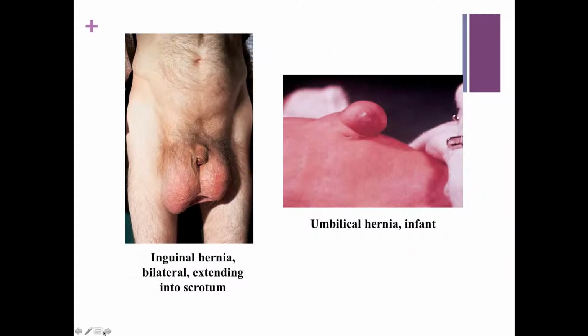So here you see two other examples of a hernia. This is the same thing. This is an umbilical hernia in an infant. So this is just a loop of small intestine that came out of the umbilicus. So again, this would be put back in, a little piece of mesh put there so it doesn't happen again.